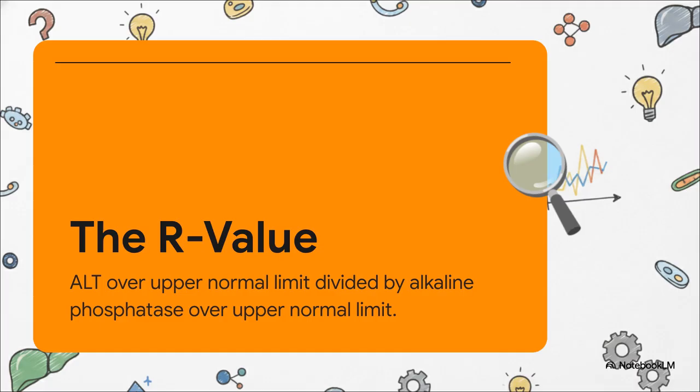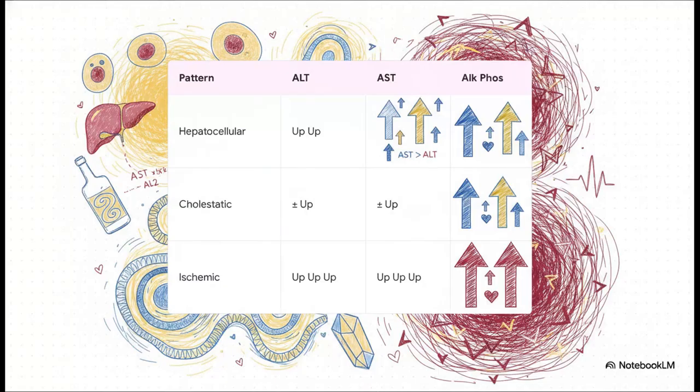If that R value comes out above 5, you have a hepatocellular injury. If it's below 2, it's cholestatic. And if it sits right in between 2 and 5, you're looking at a mixed picture. Mapping this out across our main clinical categories, we clearly see distinct phenotypes.